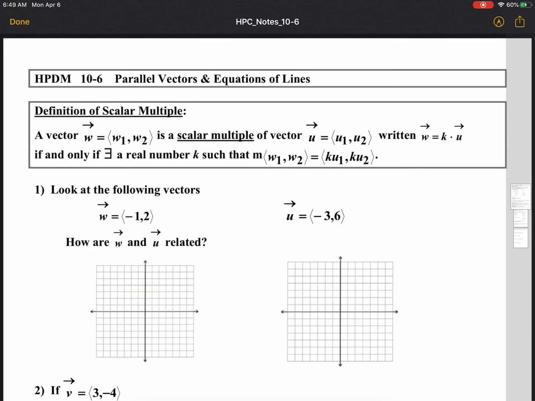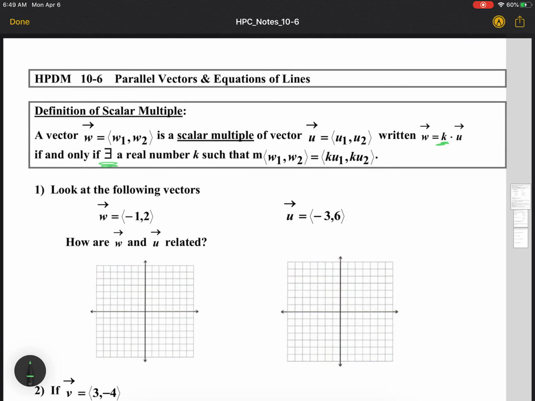A vector W that has components W1 and W2 is a scalar multiple of vector U, written W equals K, which is the scalar, times vector U, if and only if there exists a real number K such that W1, W2 equals KU1, KU2. Okay? So what they're saying is that W is a vector that is parallel to vector U.